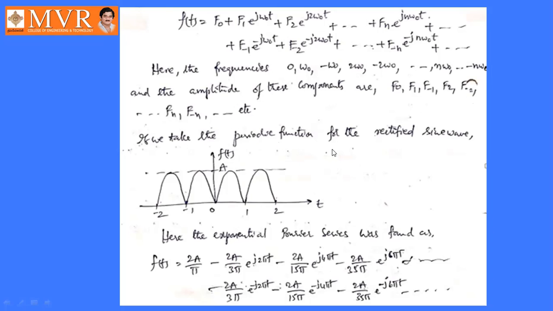If you take the periodic function for the rectified sine wave, so this is the sine wave, this is the half wave rectified or full wave rectified sine wave. It is the full wave rectified sine wave, f of t versus t. Here the exponential Fourier series was found as f of t equal to 2a by pi, that is the amplitude, minus 2a by 3 pi into e power j 2 pi t, minus 2a by 15 pi into e power j 4 pi t, minus 2a by 35 pi, like this, minus 2a by 3 pi into e power minus j 2 pi t, minus 2a by 15 pi into e power minus j 4 pi t, minus 2a by 35 pi into e power minus j 6 pi t.